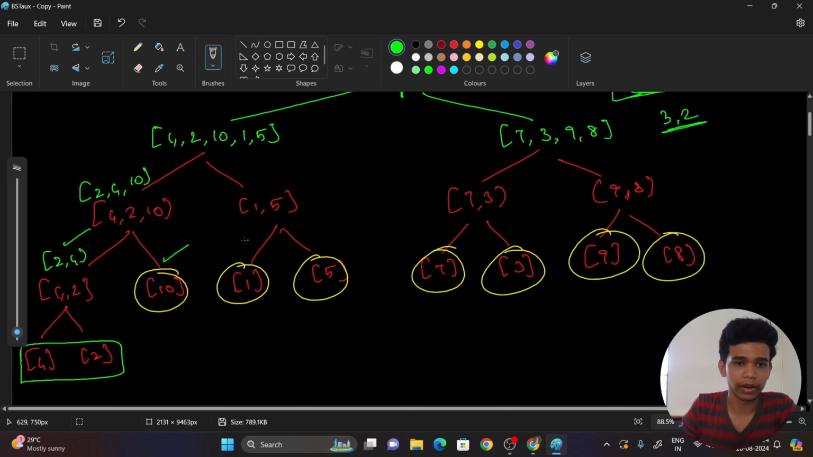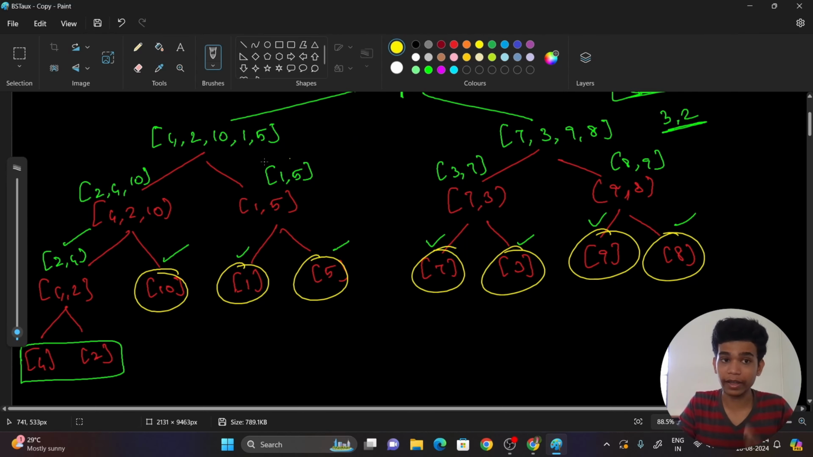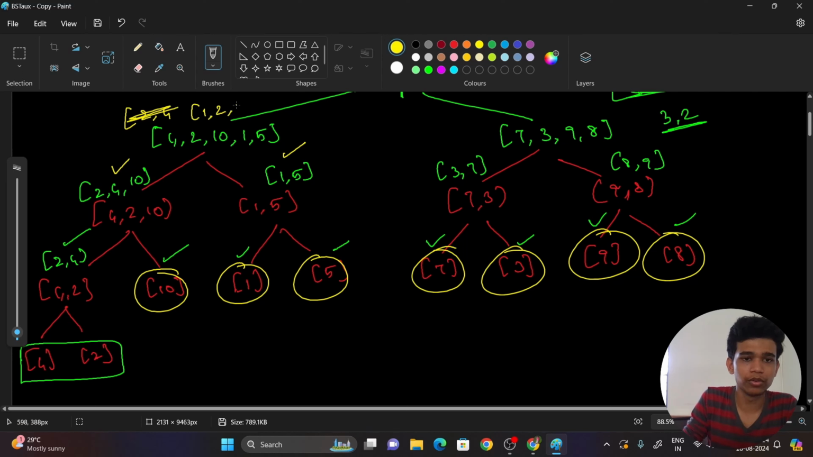Now again, come here. It is 1 and 5. Merge it, it will be 1 and 5. Then 7 and 3, merge it, it will be 3, 7. Then 9 and 8, merge it, it will be 8, 9. Fine. Now again, merge this 2, 4, 10 and this 1, 5. If I merge it, it will be, sorry, 1, 2, 4, 5, 10, right?